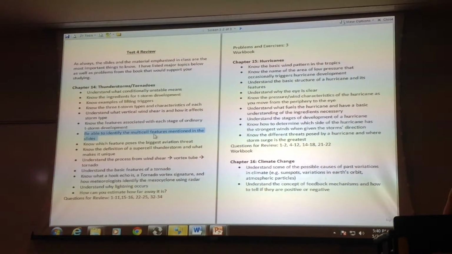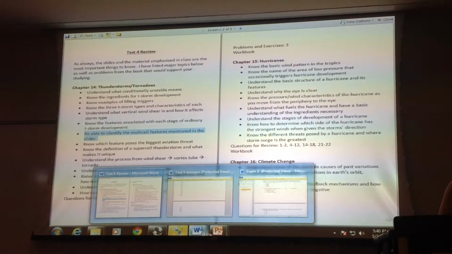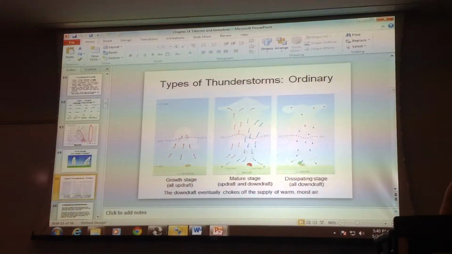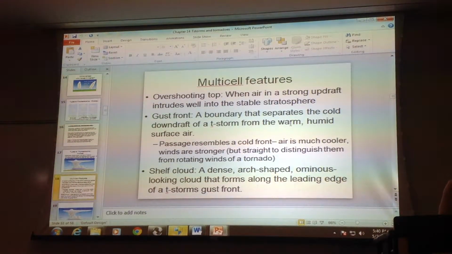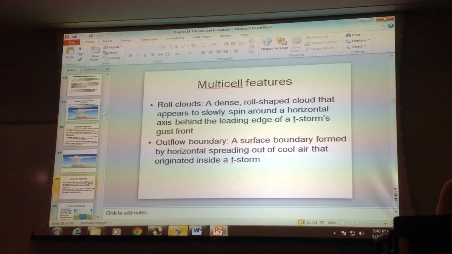So remember those 3 stages and what features are present. Okay, be able to identify the multi-cell features mentioned on the slides. This will show up some in the matching section, but being able to walk through these different multi-cell features and recognize what they are: the overshooting top, gust front, shelf cloud, roll clouds, outflow boundary. So being able to distinguish between those various multi-cell features.